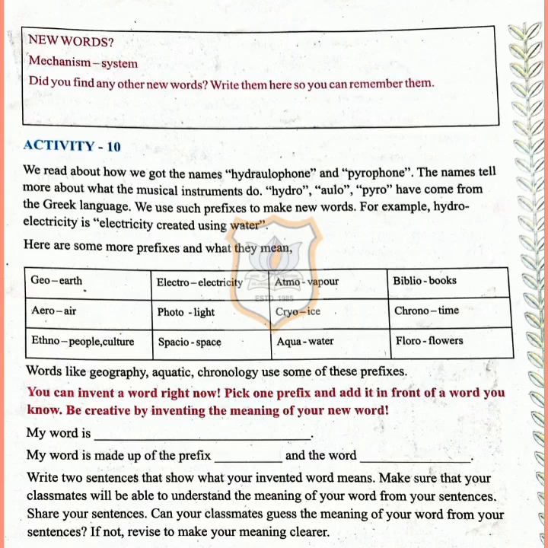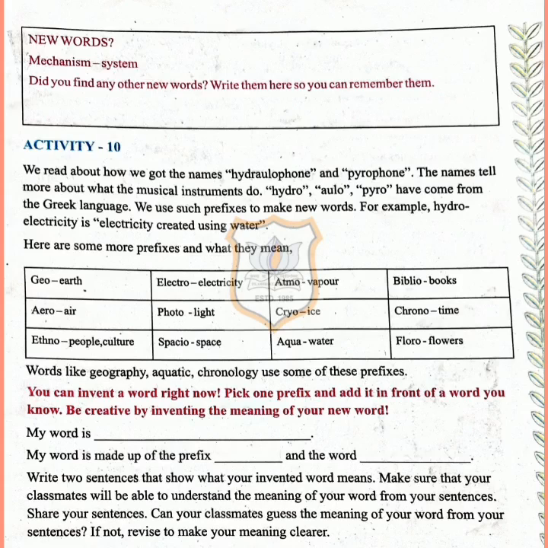You can invent a word right now. Pick one prefix and add it in front of a word you know. Be creative by inventing the meaning of a new word. So my word is the word you have to write in the blanks. My word is made up of a prefix, the answer, and the word that you write here.